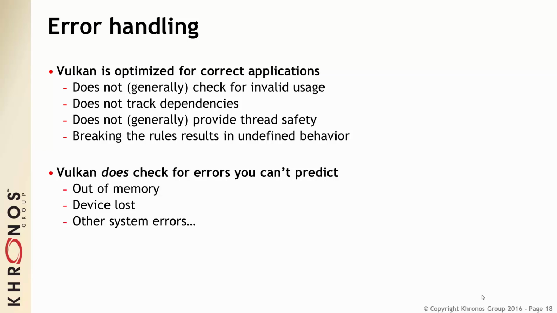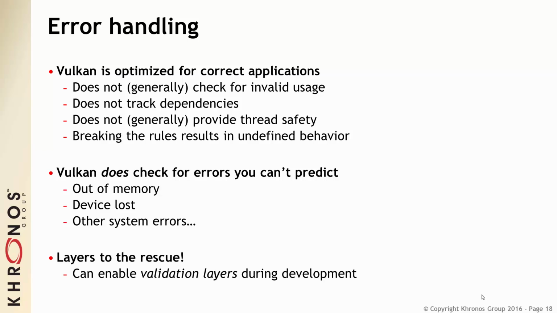Of course, you have the small problem that you need to write your application and debug it. And you're going to make mistakes, and you're going to violate usage constraints and dependencies. That's where the layer system comes in. The really cool thing about the layer system is we have a fairly large collection of layers that you can turn on when you're developing. So they'll cost you something.